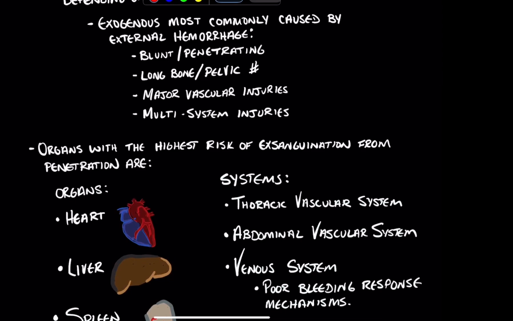So exogenous is most commonly found when we deal with external hemorrhages. So you look at penetrating or blunt traumas that deal with open bleeds, long bone and pelvic fractures with open injuries, and obviously major vascular injuries and multi-system injuries. So again, this is blood that's going to be leaving the vasculature and the body.